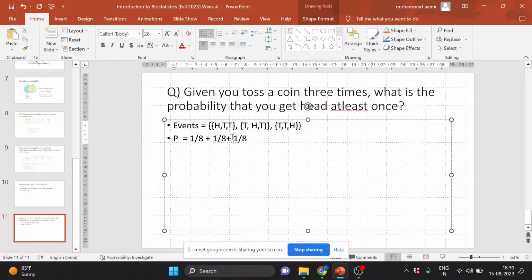And now why I'm adding this is because you can get this or this or this. Now the word or is important. In the first instance, I've got 1 by 8 because I've used an AND operator. I need to get the first head and then tails for the next two things, so that's why I've multiplied 1 by 2 three times. But when I want something like this, I have to do 1 by 8 plus 1 by 8 plus 1 by 8, and that is nothing but 3 by 8.